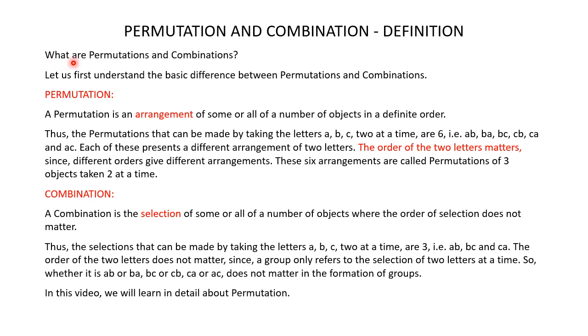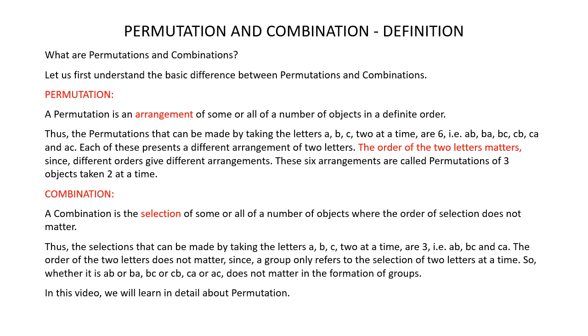What are permutations and combinations? Let's first understand the basic difference between permutations and combinations. A permutation is an arrangement of some or all of a number of objects in a definite order. Let's understand this definition with the help of an example.